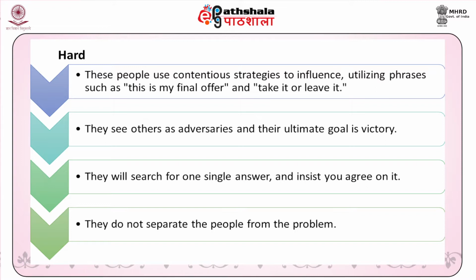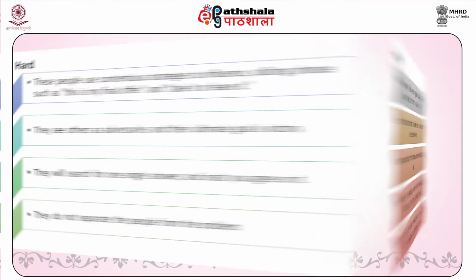They see others as adversaries and their ultimate goal is victory. Additionally, they will search for one single answer and insist you agree on it. They do not separate the people from the problem, and as with soft bargainers, but they are hard on both the people involved and the problem.